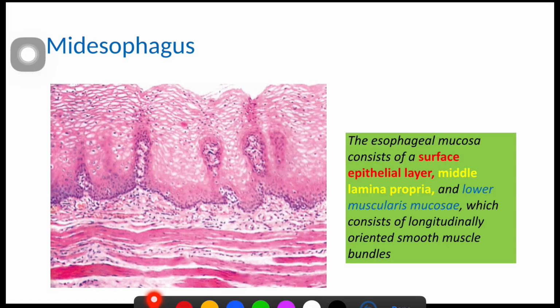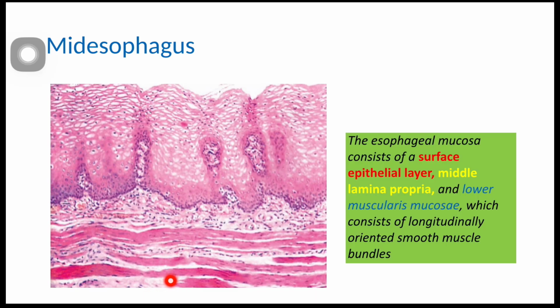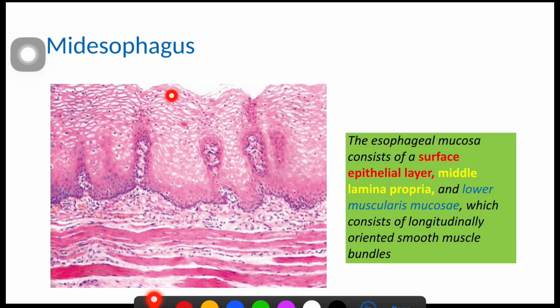This is a section from the mid esophagus. You can identify this is the section of mucosa, containing the epithelial lining. This is lamina propria and this pink muscle is called muscularis mucosae.